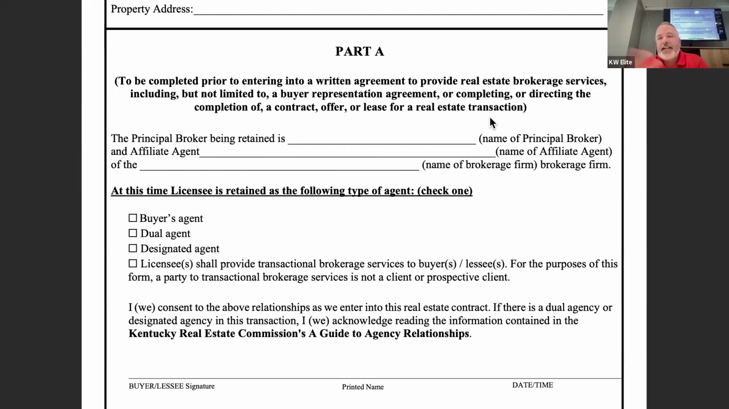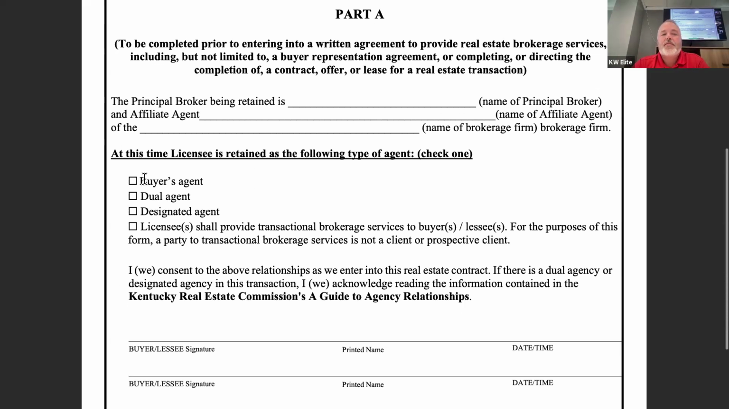So the first part is, again, something's going to sound repetitive, so I'm going to move a little fast on this. Principal broker being retained, Kelly Ann Harris. The name of the affiliate agent. This is your name. You're the affiliate agent, so you're going to put your name here. I'd put Matt Brown. And this is where you're going to put your office, Keller Williams Elite or Keller Williams Heartland. Then you have to check one of these four boxes.